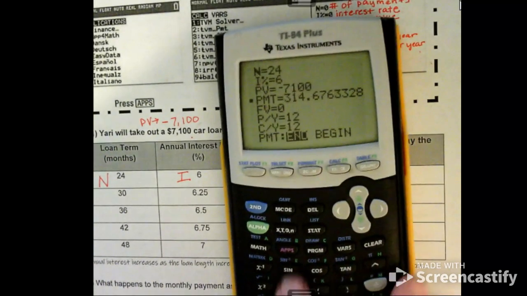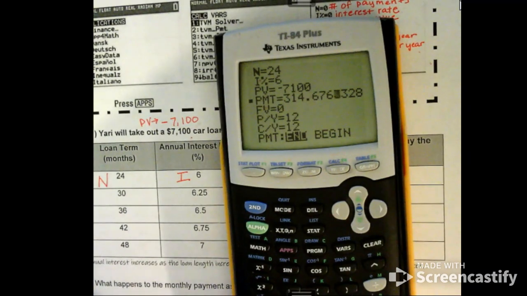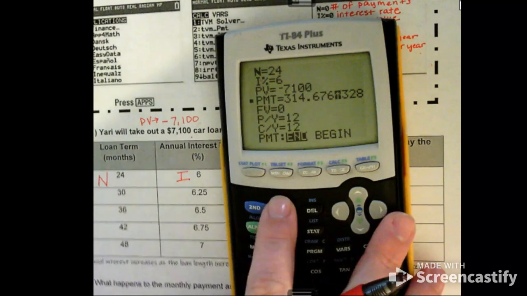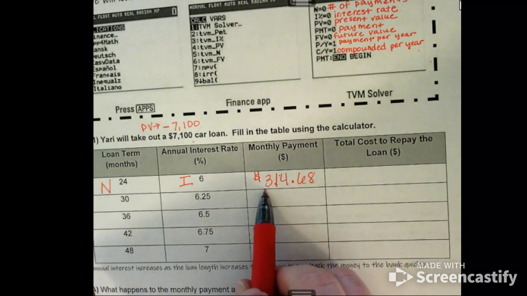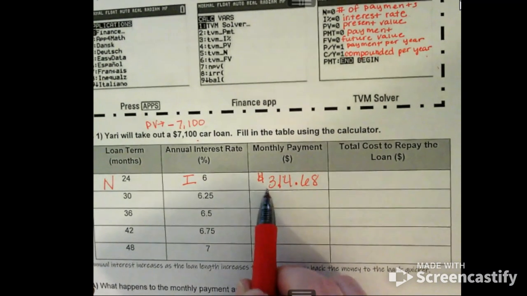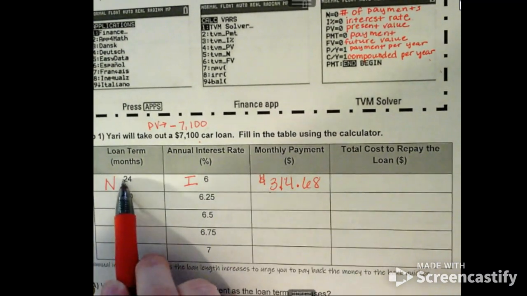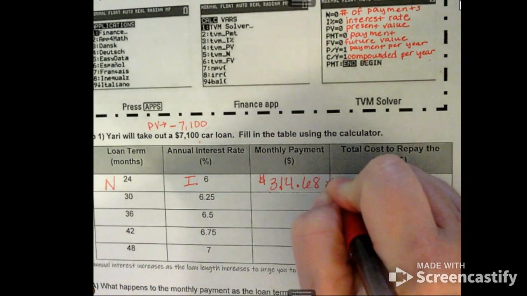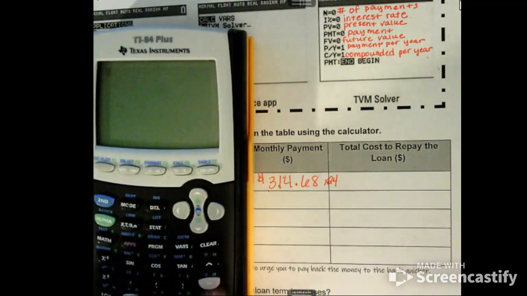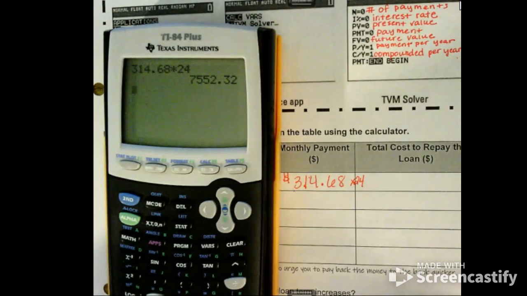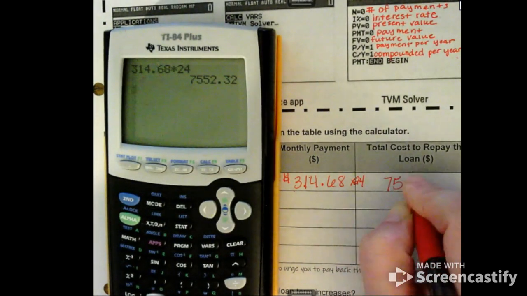Okay, so from here, guys, I had so many people that forgot how to get out of a screen on their calculator. Second mode, it gets quit. All right, so I get out. Now, monthly payment, how many months am I paying it? So times 24. So once I've gotten out of that screen, I'm going to do 314 times 24. Okay, so I have 7,552.32.